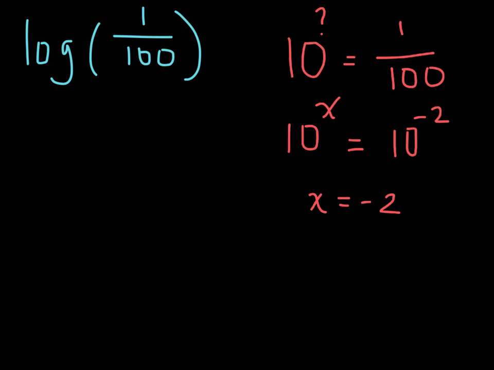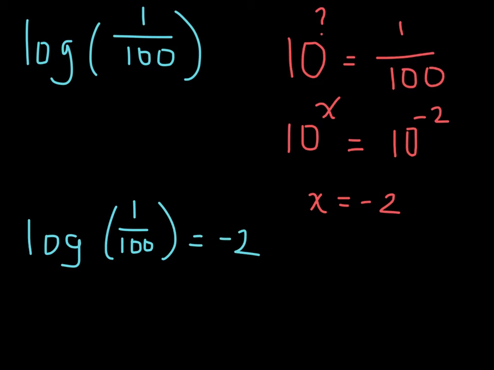All right, cool. Then log of 1/100 is -2. -2 is the value of this expression. -2 is the exponent to which you raise 10 to get 1/100. All right, guys, before we move on, I'm going to ask you one more. What about this one? Log of -100. Can you pause the video and give this one a shot, please?